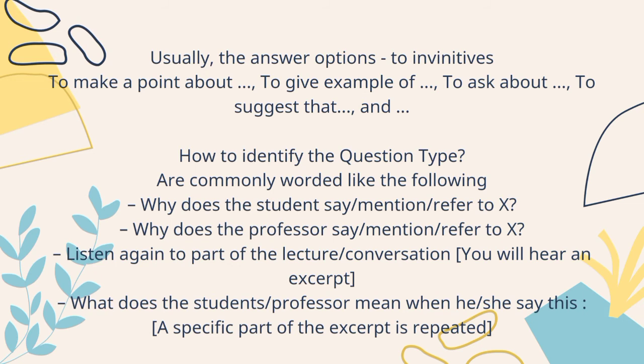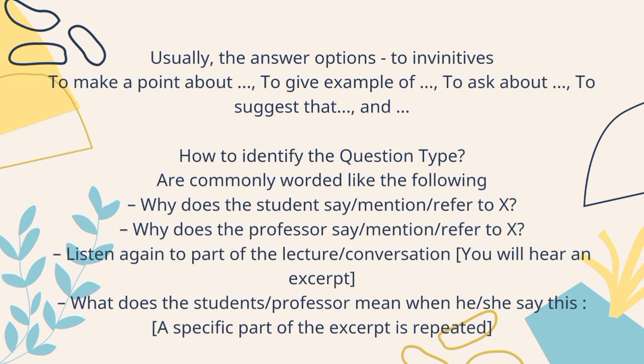In pragmatic understanding questions, usually we can find that the answer options are two infinitives. For example, to make a point about blah blah blah, to give an example of blah blah blah, to ask about blah blah blah, to suggest that blah blah blah, and so on. Then, how to identify the question type of pragmatic questions?